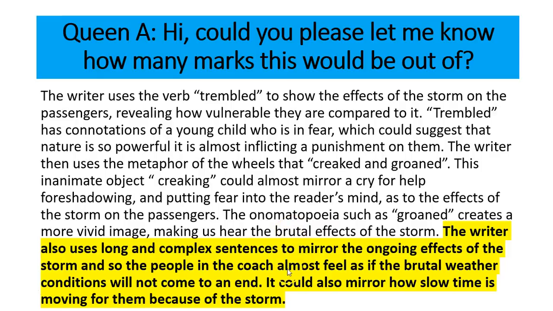But Queen A then goes on to a second explanation to make sure they get high marks. It could also mirror how slow time is moving for them because of the storm, which would also fit the passage because they have to go through mud or whatever. There could be a quotation in there to help, but actually that's a really good way of writing about the complex sentence. Now let's jump ahead and think, well, even if I don't have to write about the complex sentence in the exam, would this still get me high marks?